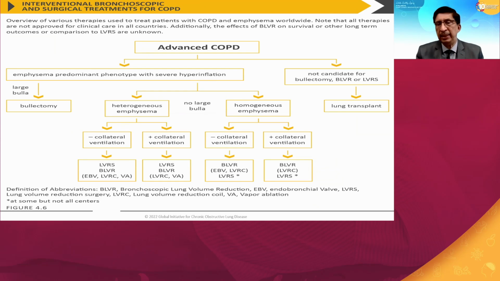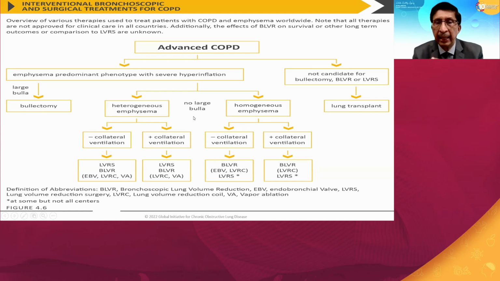Now, last but not least, we have to think about patients who have extremely advanced COPD. That means they have a significant emphysema type of phenotype. They have severe inflammation. They have large bullae. If the bullae are extremely large, they may be considered for what we call a bullectomy surgery. Then we have 2 groups of emphysema, whether they are heterogeneous or homogeneous, whether they have bulla or not. Now, these people have no large bulla.